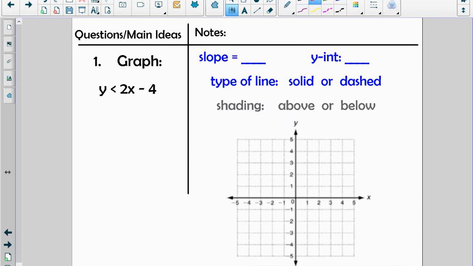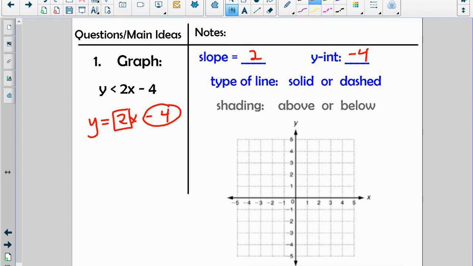We're supposed to graph y is less than 2x minus 4. We know that's a less than symbol because it is pointing to the left. So in this inequality, just like as if it were an equation in slope-intercept form, the slope is the number in front of the x, and the y-intercept is the value at the end. Okay, so we have a slope of 2 and a y-intercept of -4.